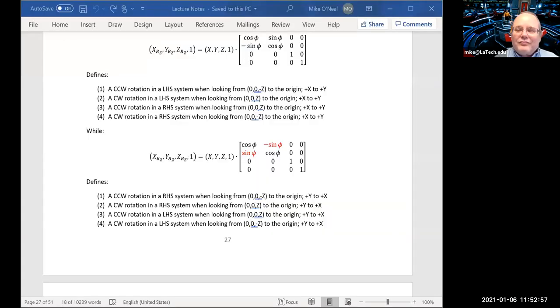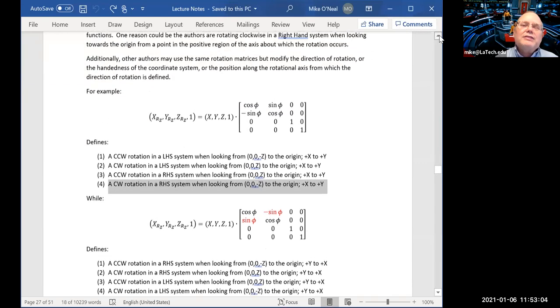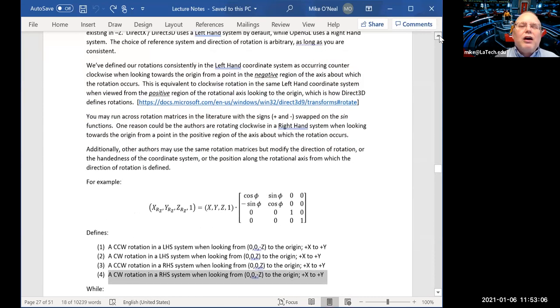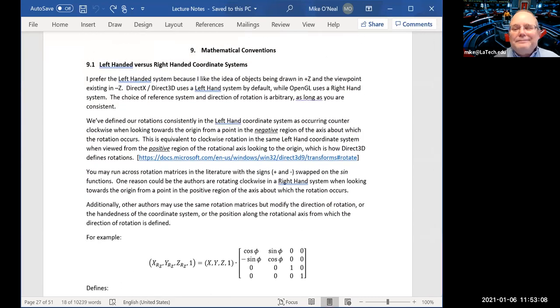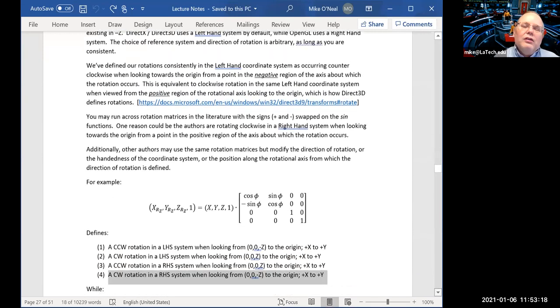Okay. Now, we were talking here in this section about left-handed versus right-handed systems. Let me make your life even more complicated. This section is called mathematical conventions. So one mathematical convention is whether you're using a left-handed or a right-handed coordinate system.